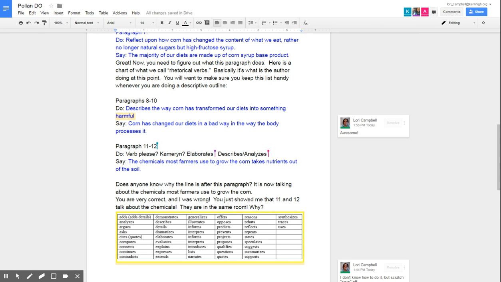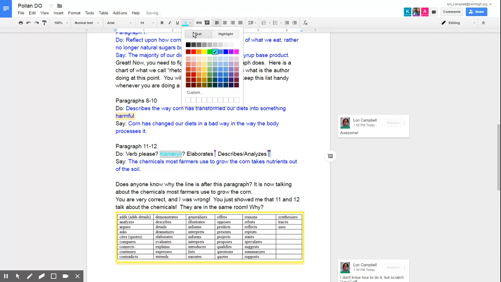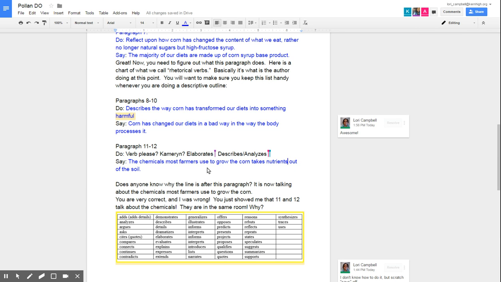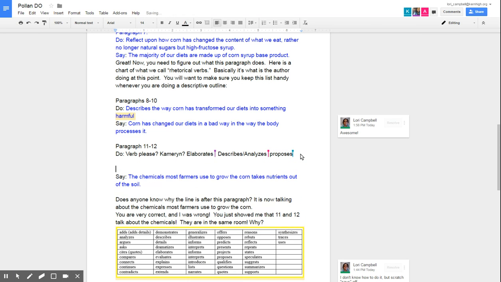There she goes. Come on, Cameron. I'm messing with her head. She's looking. Okay, let me do this then. If we are going to, here we go. Proposes. Ooh. Okay.